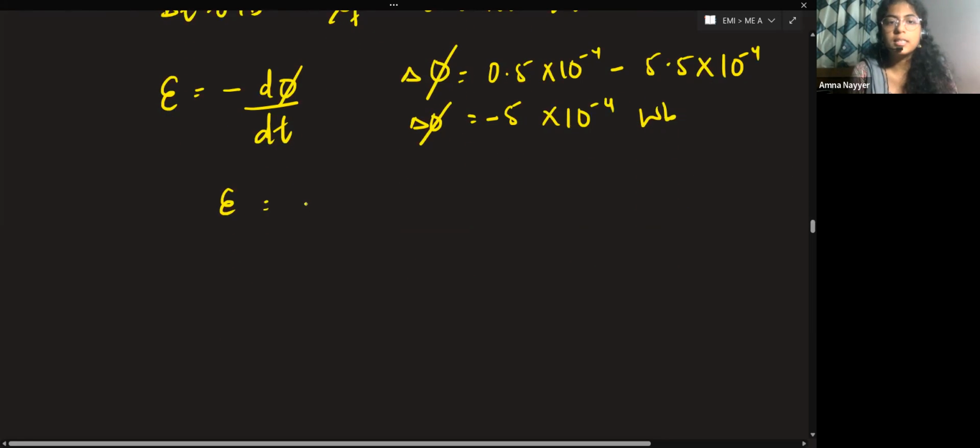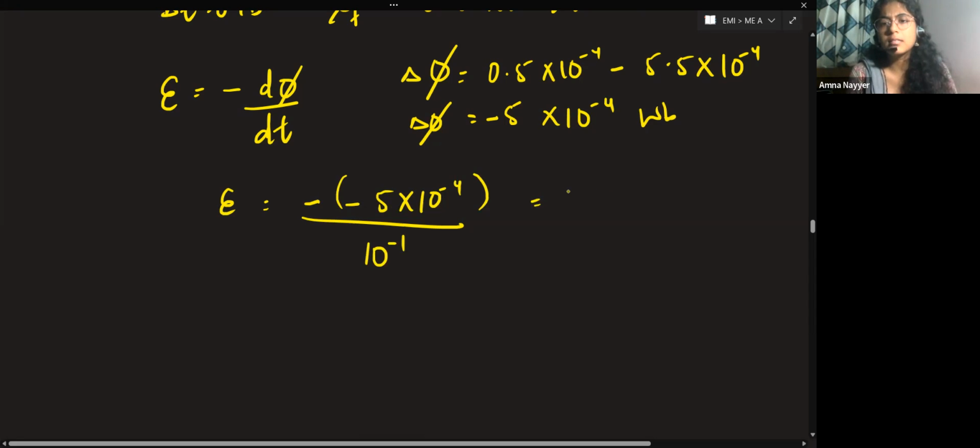Now, this is a negative sign. Already a negative sign is present. This is minus 5 into 10 to the power minus 4, and dt is 0.1. So we can write it as 10 to the power minus 1. So this becomes minus minus, which becomes plus. This can be written as 5 into 10 to the power minus 3 volts.